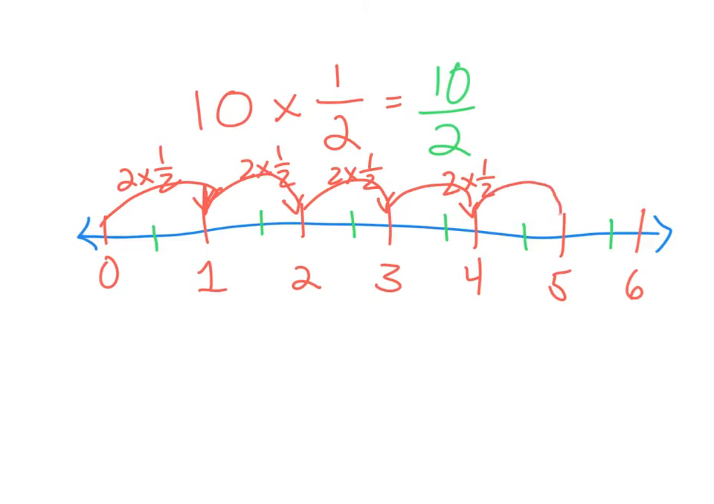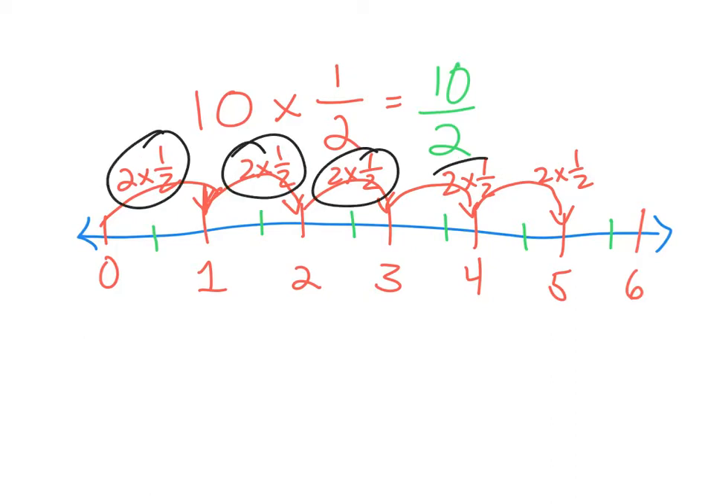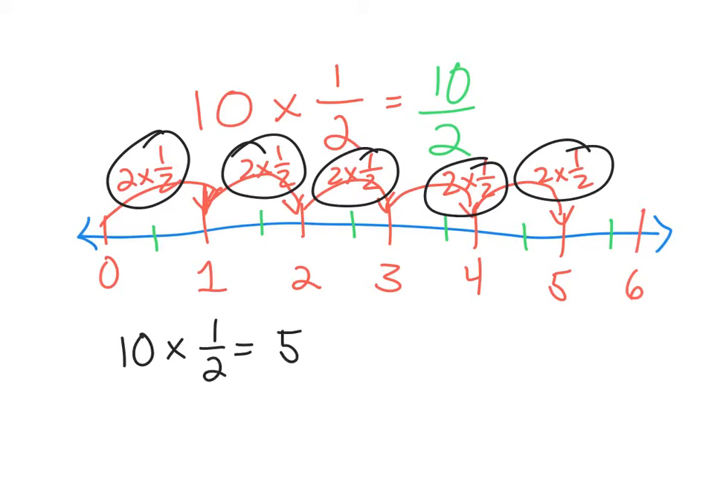Then our last one, because we ended up at 5, was 2 times a half. So now, if you could see, we have 1, 2, 3, 4, 5 groups of these 2 times a halves. So let's make our number sentence. 10 times a half is equal to 5 groups of. Anytime in math you hear groups of, you know you're going to be multiplying.